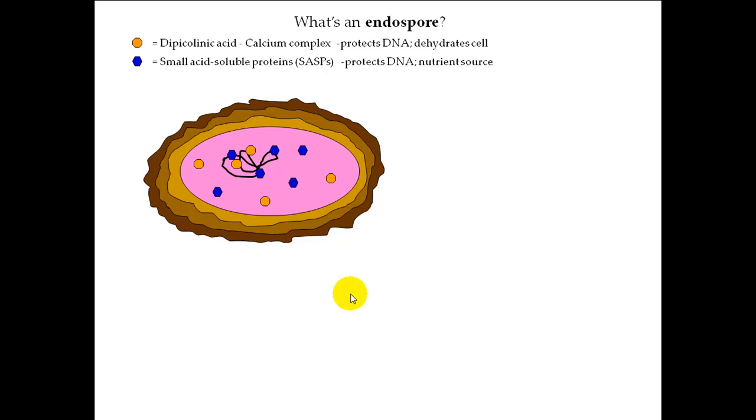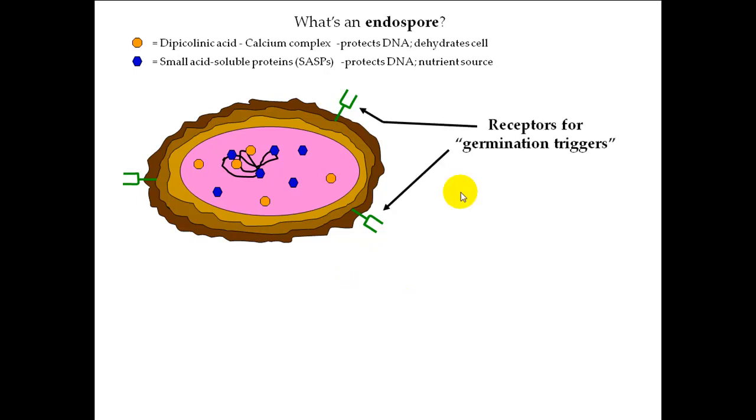And so the way that it's able to do that is that it has actually receptors on the outside of those protein coats. And what these receptors do is that they are kind of detectors for molecules that would indicate that the environment is good once again. So let's describe these receptors. They're called receptors for germination triggers.